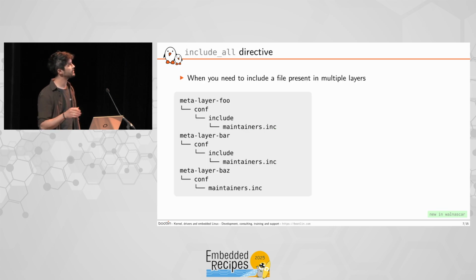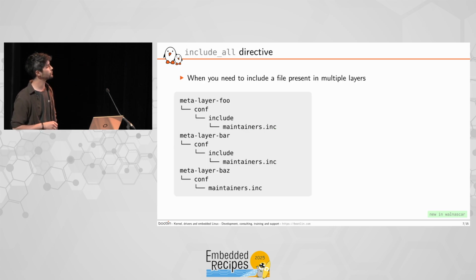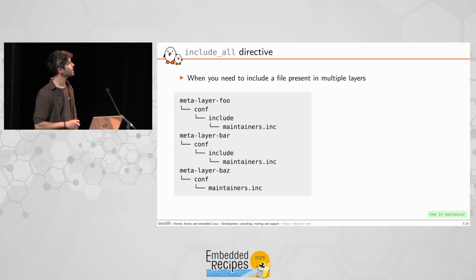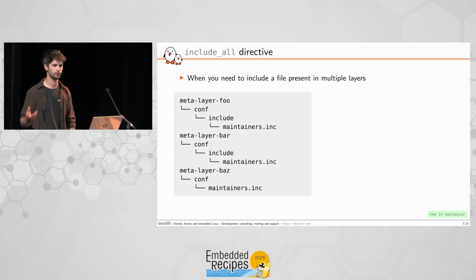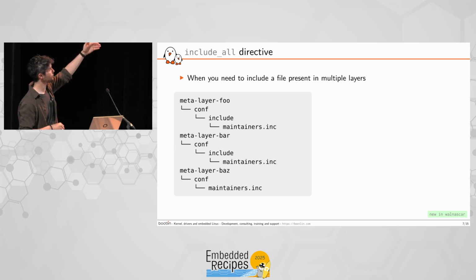Kind of related to configurations is the include all directive. So this is new. The idea is that you may have a file in multiple layers, like in this configuration here. We have a maintainers.inc. Actually, this is a real use case within the Yocto project. So the file is named the same in different layers, not necessarily the same path.